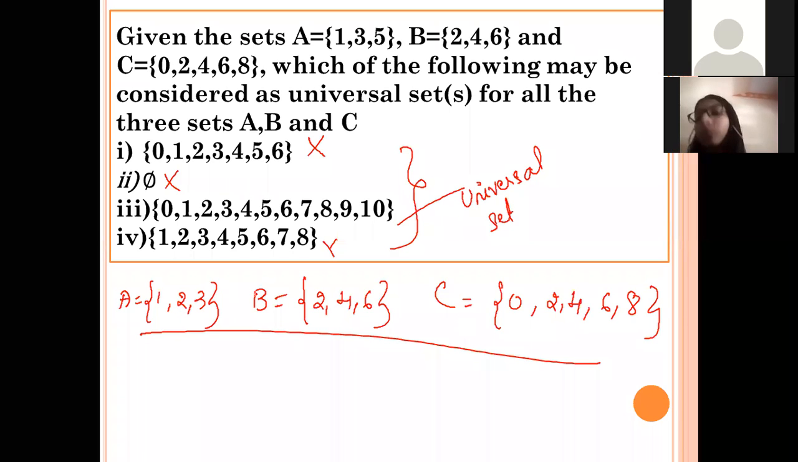Okay, the question asks for a universal set that satisfies all three. They have asked you for the universal set which holds for all the three, that is A, B and C. Because the elements of A, B and C are all present in one set, that is in the third option. So the correct answer is third. You have guessed it, which means you know the definition. Okay, so we'll move on to the next thing.